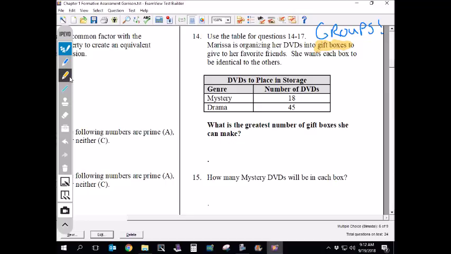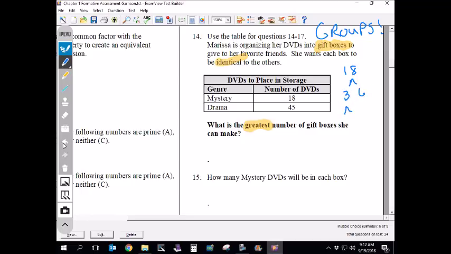What other keywords are there, Erica? Greatest. That's a great one. Yeah, for sure. Ansley? Identical is another good one. So we've got to find the GCF of 18 and 45. So again, we got to start with our trees, right? Could have done 2 and 9 or 3 and 6.